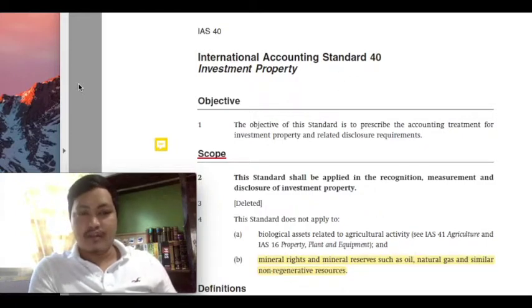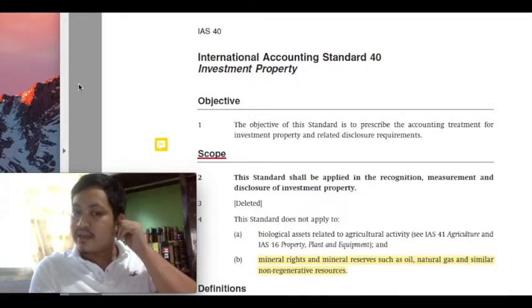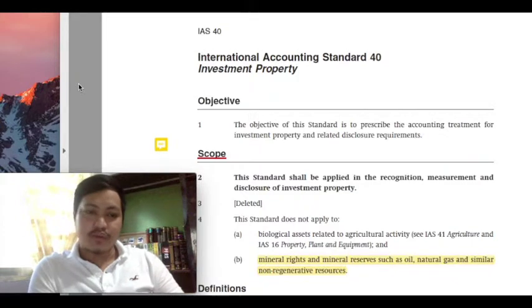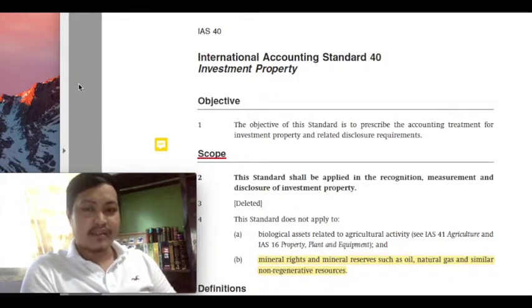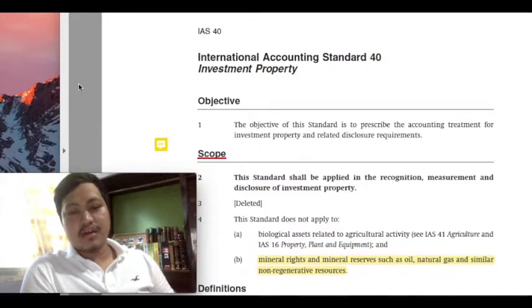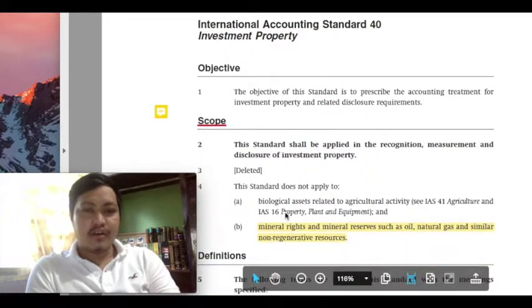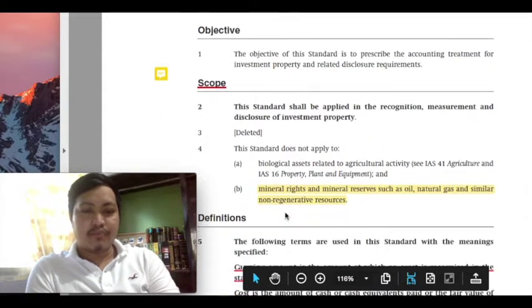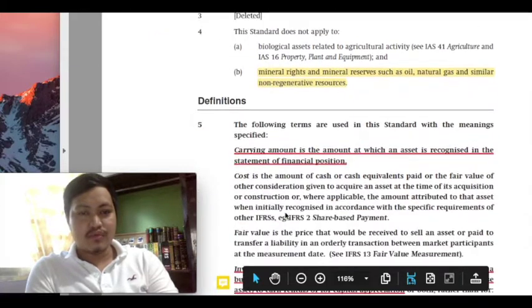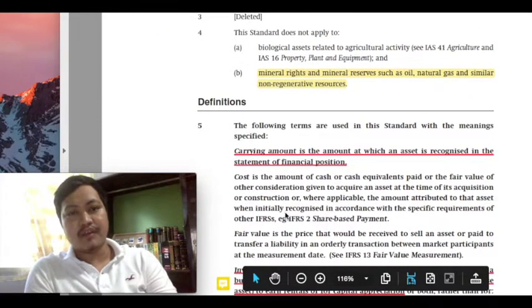If you've read intangible assets as well, class, you would see that these items are also excluded from the scope of PAS 38 because they are governed by, again, another standard. Okay. So again, very simple. PAS 40 is to be applied for investment property, which leads us to the definition of terms as provided in the standard, class.